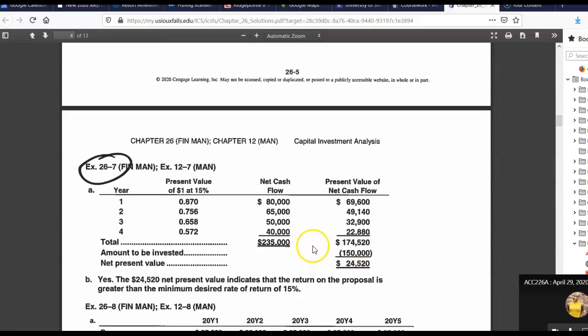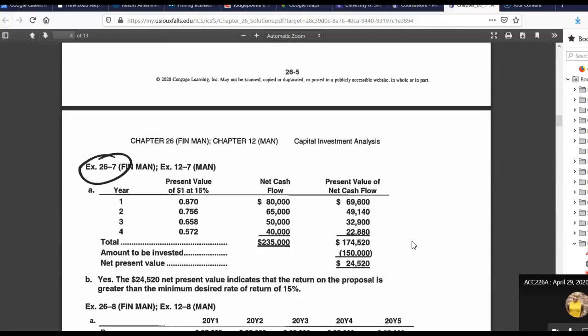Because we want to look at that in light of the fact that we have to put in $150,000 to buy this piece of equipment. And based on the present value of these cash flows that we're going to get, we have a net present value of $24,000. All right, let's step back here one more time. If they told you, look at year 1, you're going to get 80,000. Year 2, 65,000. Year 3, 50. Year 4, 40. That's 235,000.